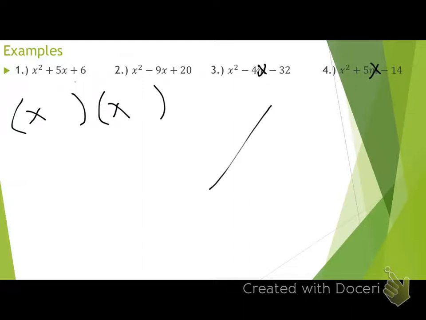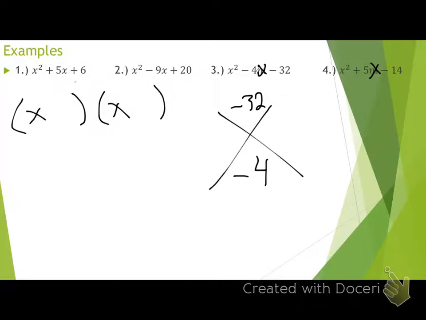Second step, fill out my puzzle. My C value goes up top, negative 32. My B value goes on the bottom, negative 4. There's my step 2, looking for numbers that multiply to give me negative 32, add to give me negative 4.